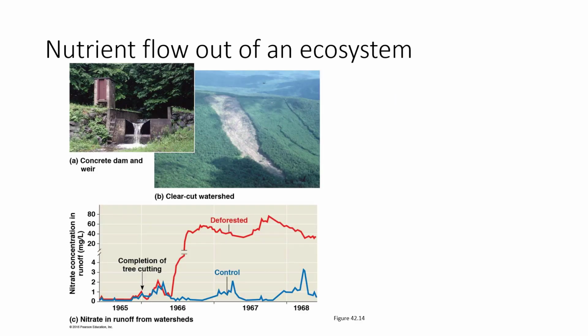We also can see the human impacts in nutrient flow. So we can see here the Hubbard Brook experiment. What happened is they clear-cut a forest in New Hampshire, and you can see the movement of nitrogen out of that deforested area increases very rapidly after the trees are removed. So clear cuts can cause a loss of nitrogen from an ecosystem.